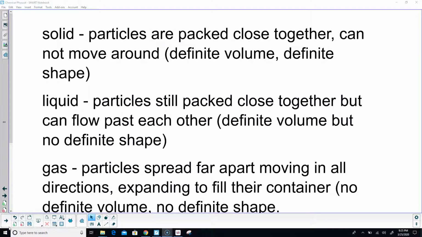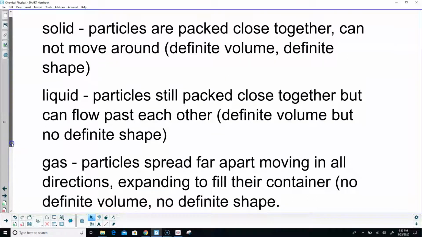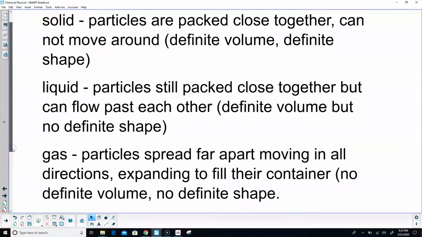And so, like what we were just talking about, the particles in the solid, like we said, are packed close together. They cannot move around. They're kind of locked in place. They do have a definite volume, means they're packed in. Definite shape, they can't move.